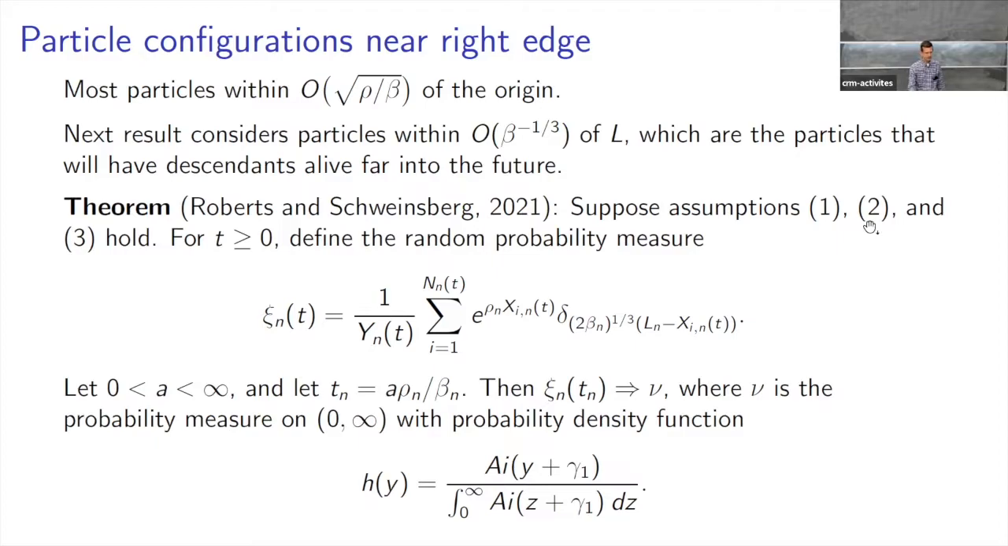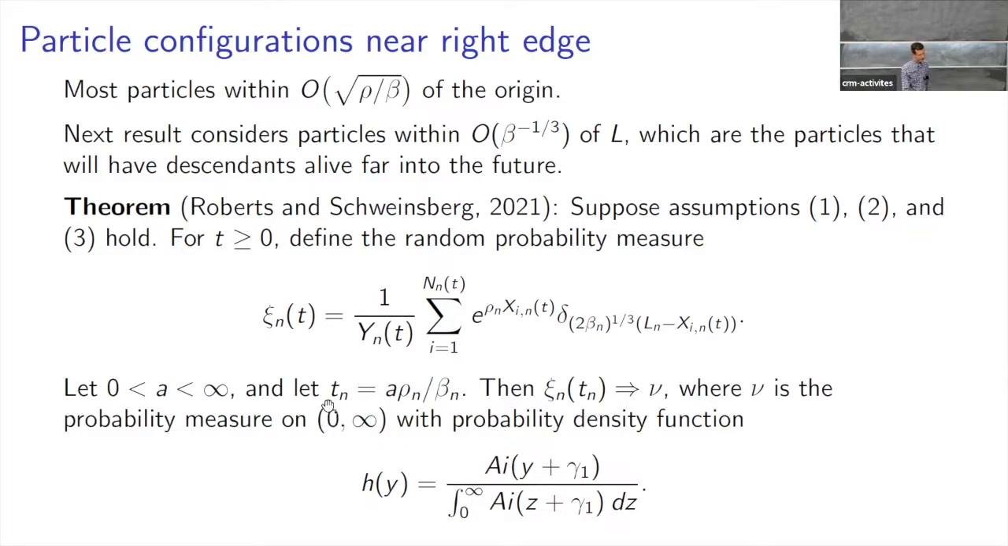But this time, for each time t, we will define this random probability measure psi n of t. So for a particle located at x, we will assign a mass of e to the rho times x. So particles that are fitter, particles with higher fitness, are going to be assigned more mass. And then we will place that particle at 2 beta to the 1/3 times L minus x. So the further below L the particle is located, the further above 0 the mass is placed.